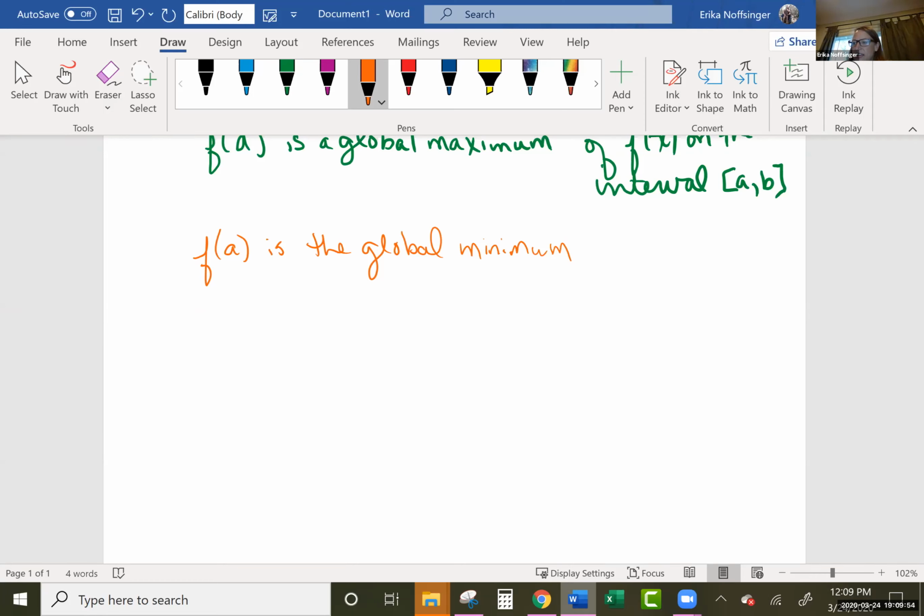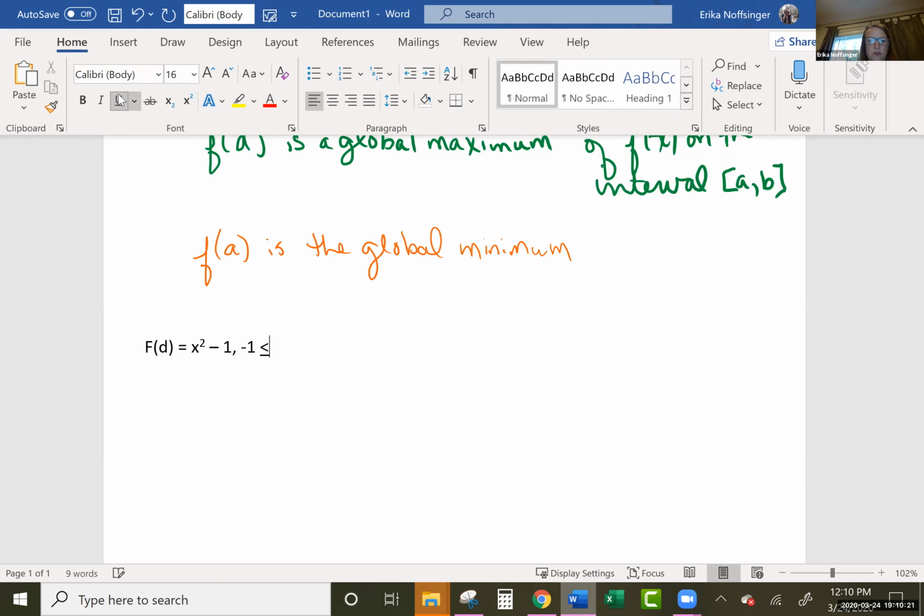Okay, so let's say that we're given that f of x is equal to x squared minus 1. And we're given that our bounds are between -1 and 2 and including. So -1 is less than or equal to x, which is less than or equal to, what did I say, 2.